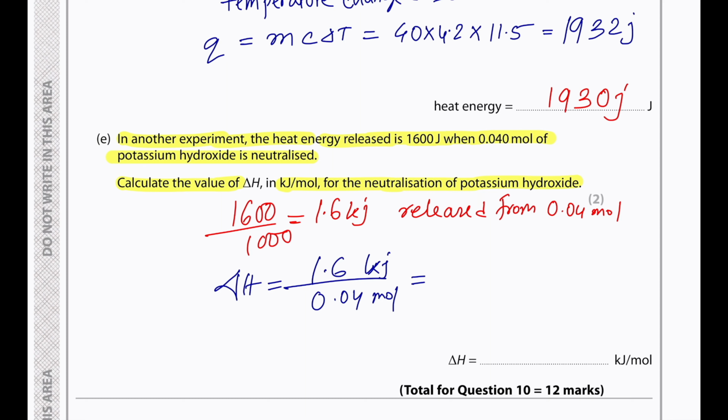Now 1.6 kilojoules is released from 0.04 mole. So ΔH will be 1.6 divided by 0.04 kilojoules per mole, which gives us 40 kilojoules. Now, the twist is, because the energy is released, this reaction will be negative. So the answer will be negative 40 kilojoules per mole. So ΔH is negative 40 kilojoules per mole.